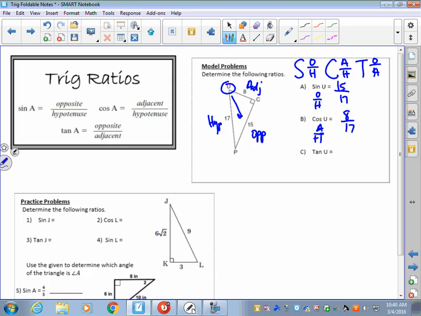Now, to do the tangent of U, tangent is opposite over adjacent. So that would be 15 over 8. And that's just writing the ratio. Now, if I wanted to find the angle, we're going to work smart, not overwork. To find the degrees for the sine of U, the actual degree measure, you would have to do sine inverse of that ratio.